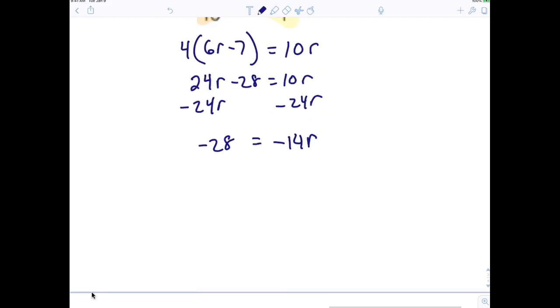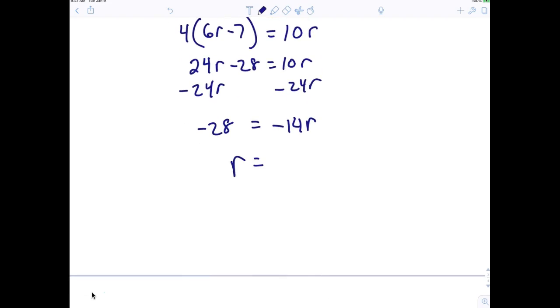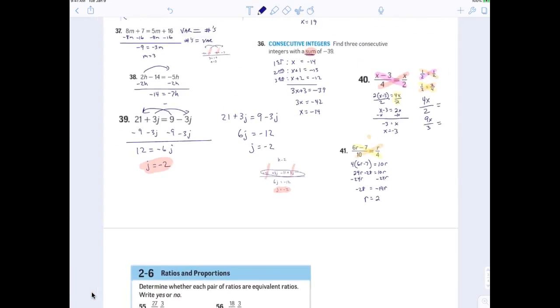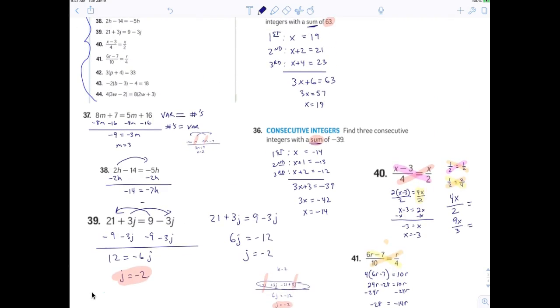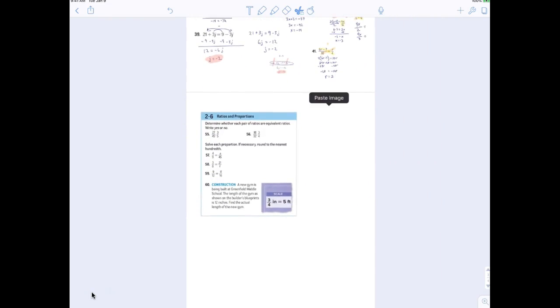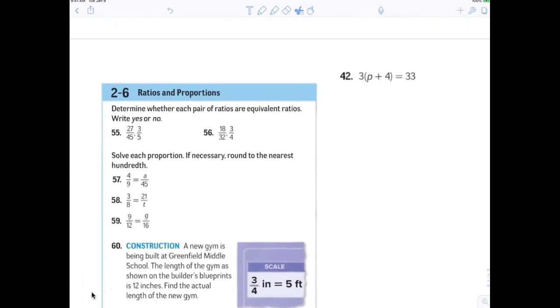All right. So final answer here. R equals what? 2. Brilliant. R equals 2. All right, so here I'm going to grab 42. And hopefully you were listening to me on 42. So what can I do on 42 here, guys?